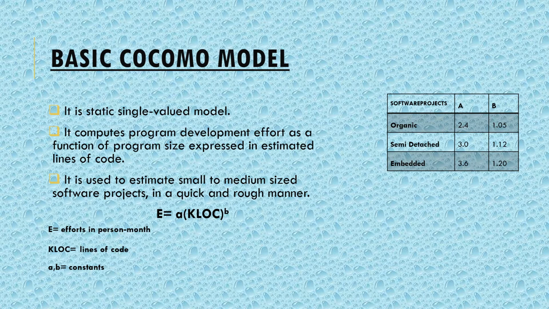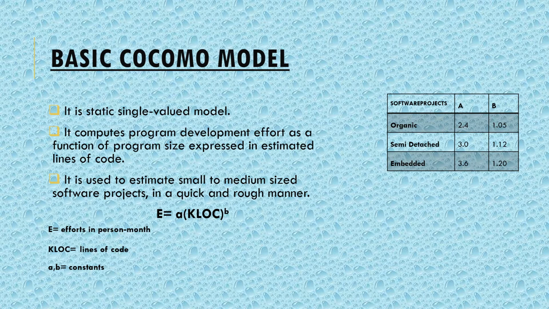But in this case there is a demerit, that the accuracy is not that efficient, because we are not considering all the parameters that belong to the project, like the hardware requirements, tools and techniques, personnel quality, experience. All these factors are not considered in this basic model, therefore its accuracy is limited. But it has the advantage that it is good for the early stages of software development, or if you want to estimate software development quickly.